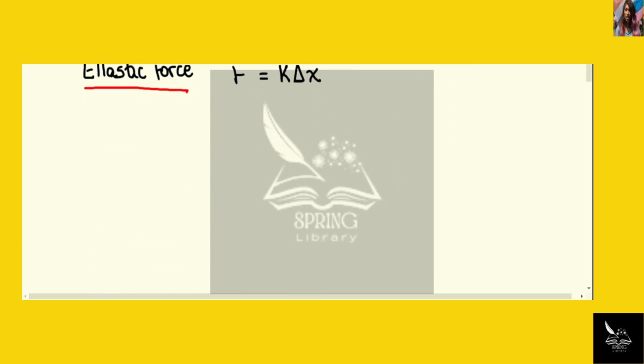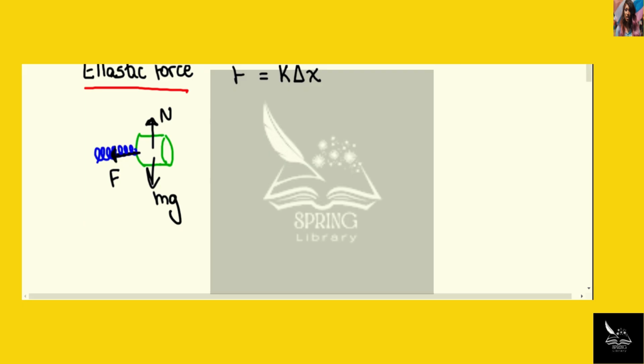Okay, so all we need to do is to draw a force diagram on the collar. So we have the elastic force that points in this direction. It's the same direction as the spring. Again, this is the elastic force. And also we have the normal force and the gravitational force, mg.